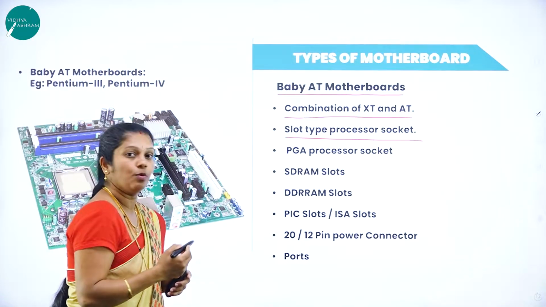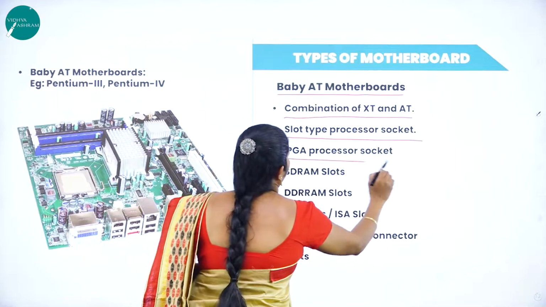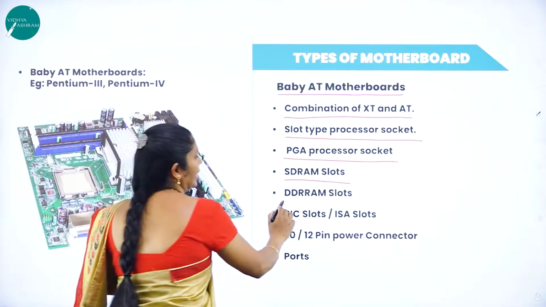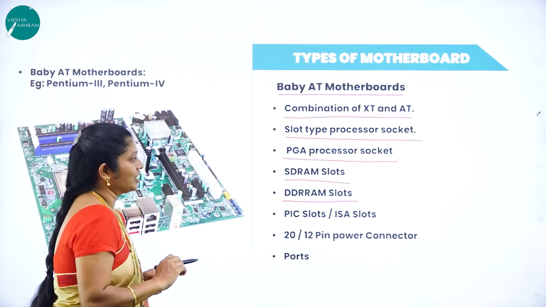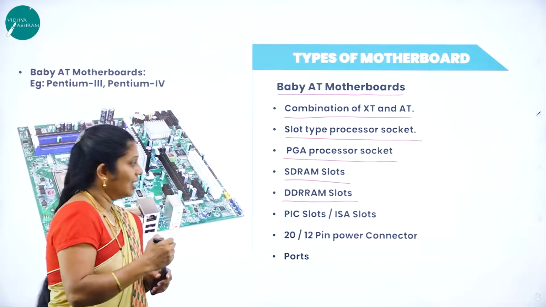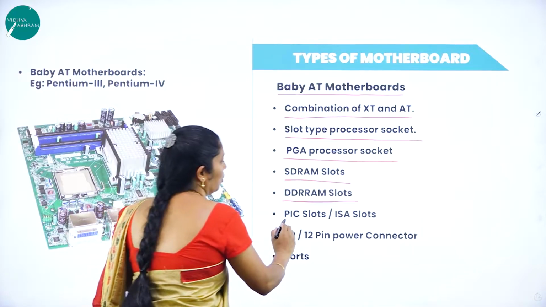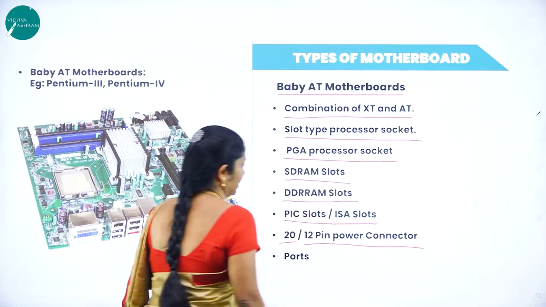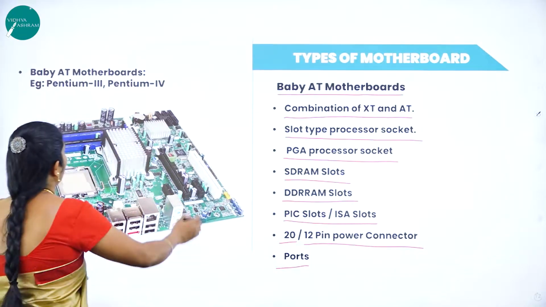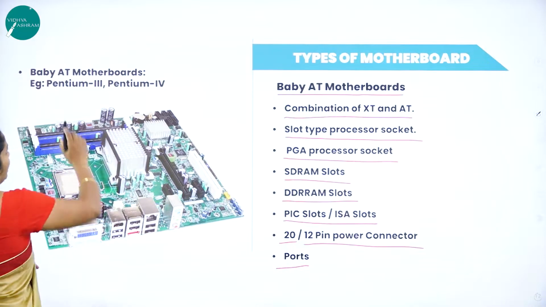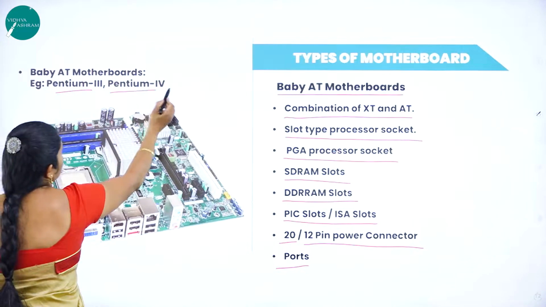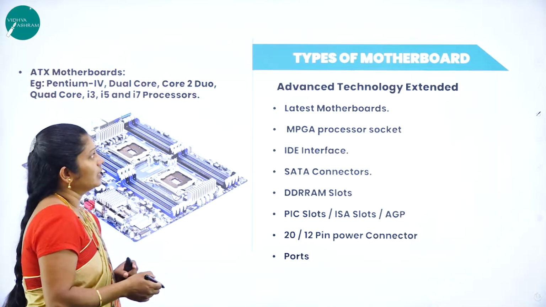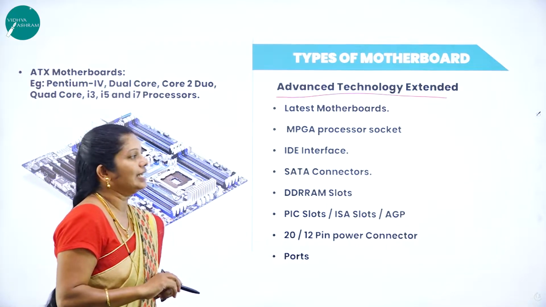Mainly it contains slot type processor sockets as well as PGA processor sockets, with that SD RAM slots, DDR RAM, that is double data rate synchronous dynamic random access memory, as well as different types of slots. All the things we can have: PCI slots as well as ISA slots, 12 as well as 20-pin power connectors, as well as ports also here. If you observe this, this is a Pentium 4. Examples for Baby AT are Pentium 3 as well as Pentium 4, because it contains the combination of XT as well as AT.